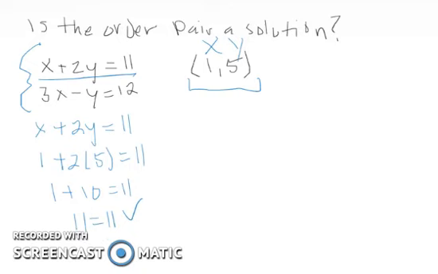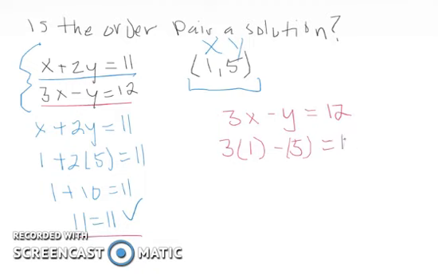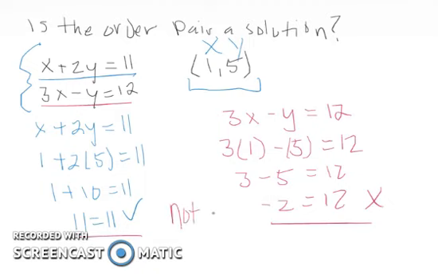Once I do this, I got to make sure it works for the other equation too. So let's do the other equation. We have 3x minus y equals 12. And I'm going to plug in 1, so I get 3 times 1 minus 5 for the y equals 12. This is 3 minus 5, and I get negative 2 equals 12. This does not work. If they both worked, 11 equals 11 and over here 12 equals 12, then this would be a solution. In this case, this is not a solution.